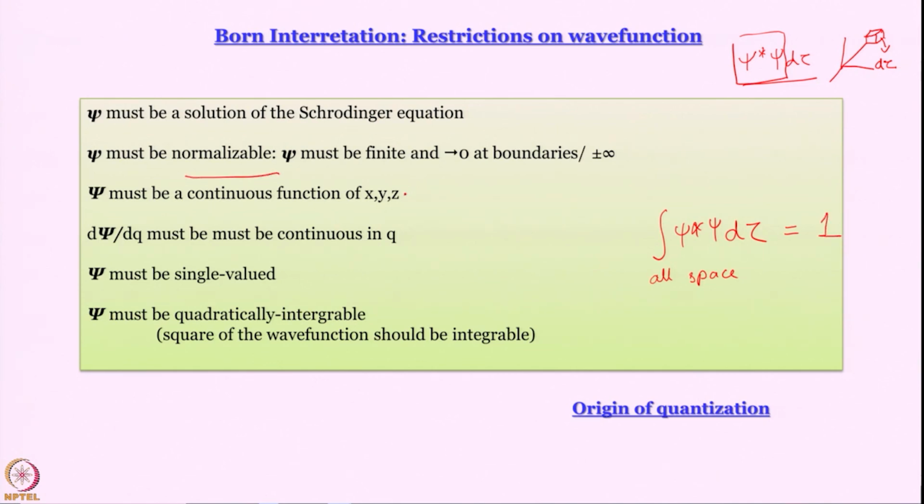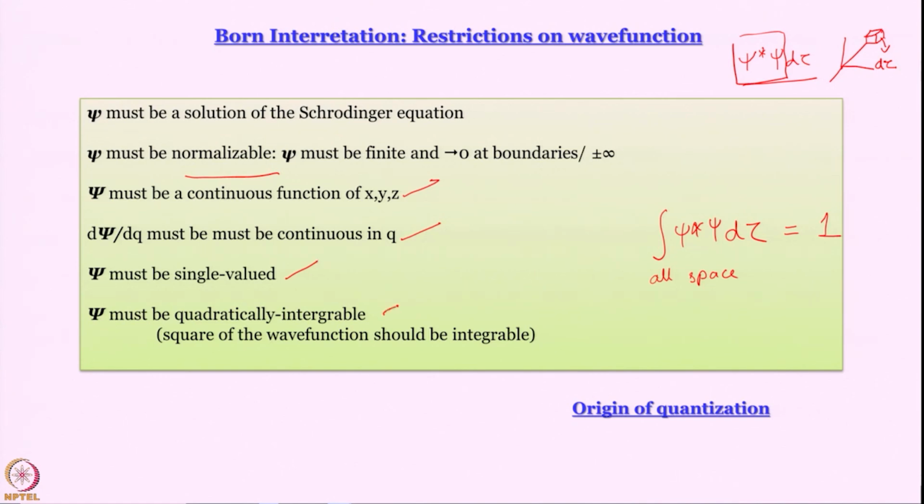Next we said psi has to be continuous, and we will see how this is very useful in our discussion, maybe not in this module, in the next module. Now, d psi dq has to be continuous in q. We are going to see that this is not a very rigid condition. This does not really arise out of the Born interpretation, it arises out of the requirement that we are writing a second derivative. That is why. Psi must be single valued. This of course comes from the Born interpretation. You cannot have more than one probability density for a given point, and it has to be quadratically integrable.